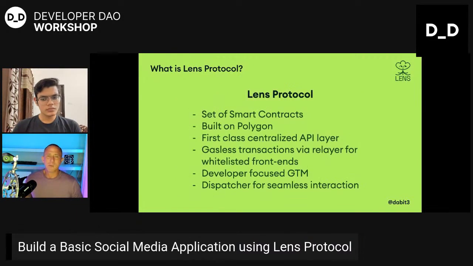So with that being said, what exactly is Lens protocol? Lens is a set of smart contracts, and it has already been deployed on Polygon, but you can actually just fork these smart contracts and deploy them anywhere yourself. So you don't necessarily have to use the current deployment. You can fork it and make some updates and deploy it yourself if you would like.